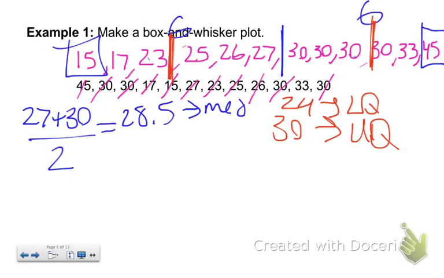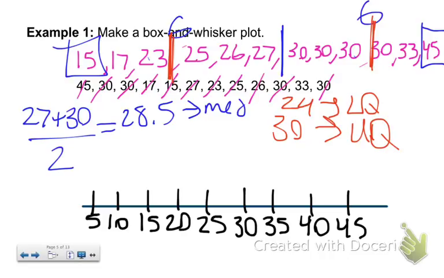So now I can draw my box and whisker plot because I have all 5 parts. Okay, so to do that, I need a number line, which I have down here. Alright, and I'm just going to plot it. You can either do it above or below. I have a little more space above. So, first thing I'm going to do is plot the median. So the median is at 28.5, so about right there.